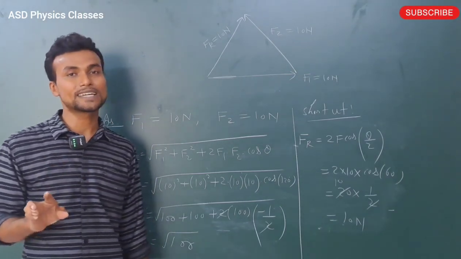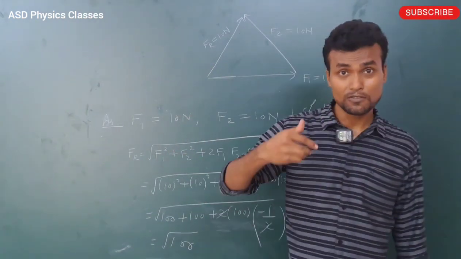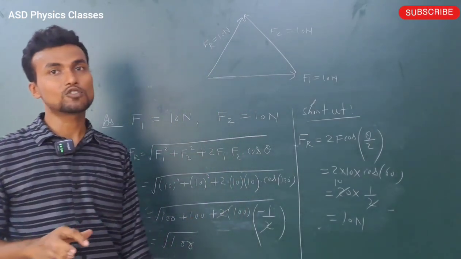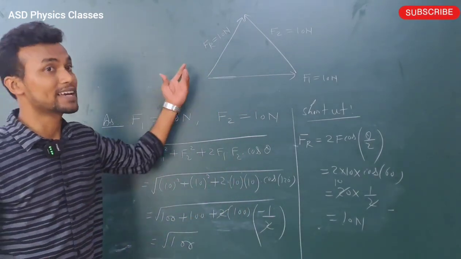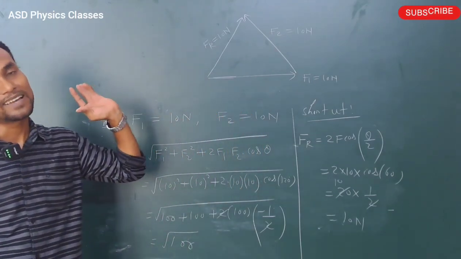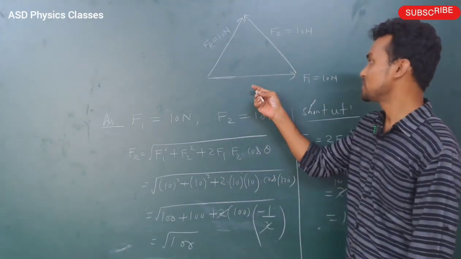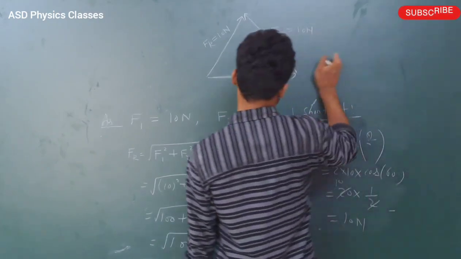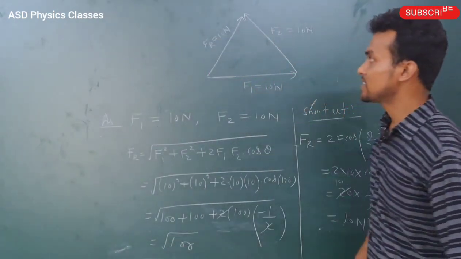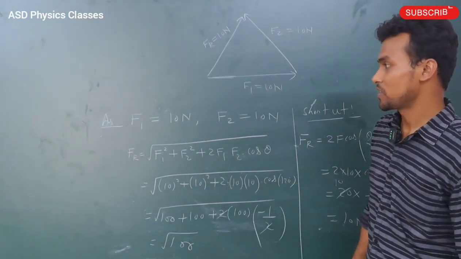Okay, then after that what I have told you: vectors are always added by different rules, different laws. And which two laws I have told you? Triangle law and the parallelogram law. Then I have taught you the triangle law. In the triangle law, two vectors should be taken in the same order and the resultant should be taken in the opposite order. Here also you can see this F1 and F2 are in the same order, and this resultant is in the opposite order.